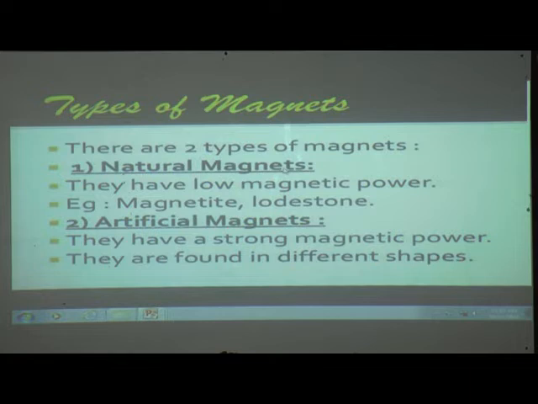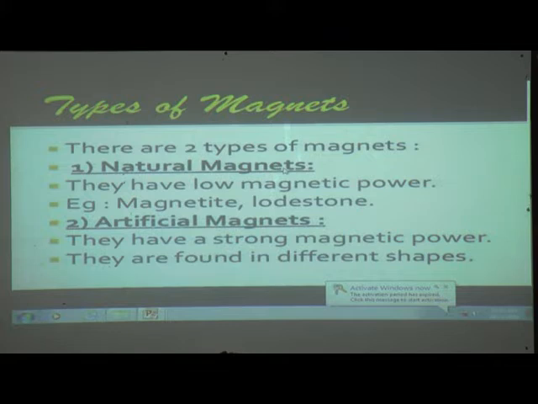So natural magnets, it means they could be found in nature. Okay, naturally we can find them in nature. Then they have low magnetic power. So whatever natural magnet is there, it is having a low magnetic power. For example, magnetite and lodestone.